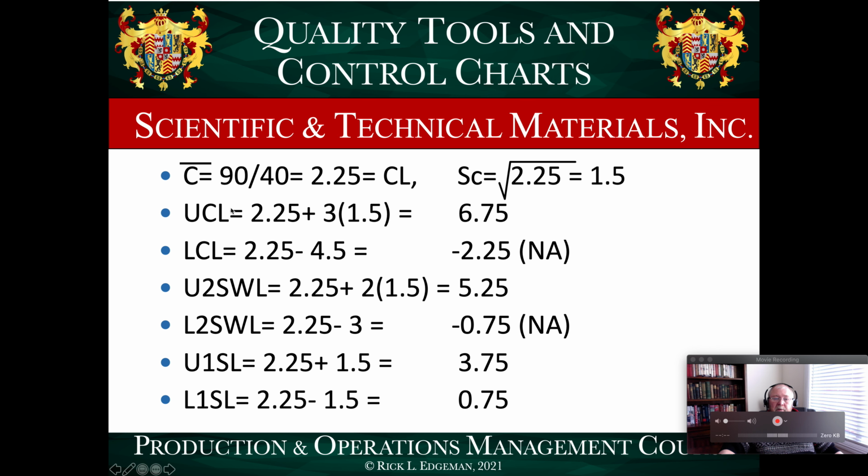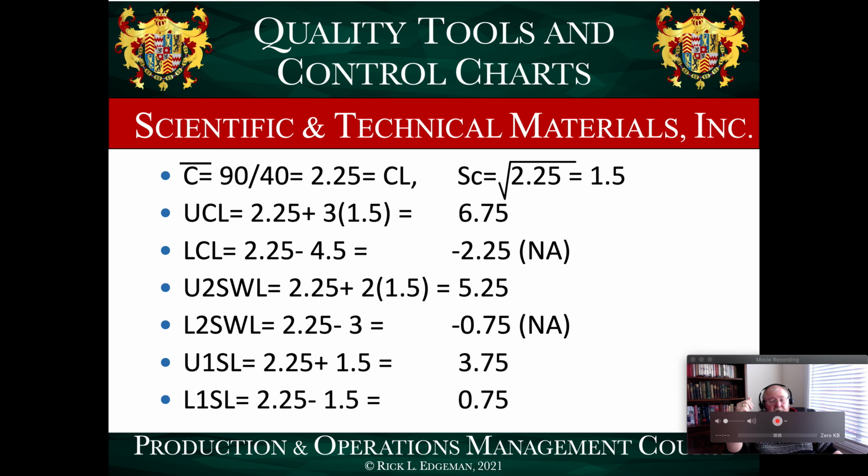The upper control limit, no problem with the upper control limits. Upper control limits, anything above the center line, those are always going to exist for a c chart. So center line plus 3 standard deviations, 6.75 scars. Now, you know, I know, the whole world knows we can't have 6.75 scars.